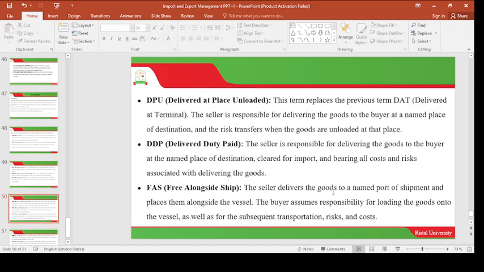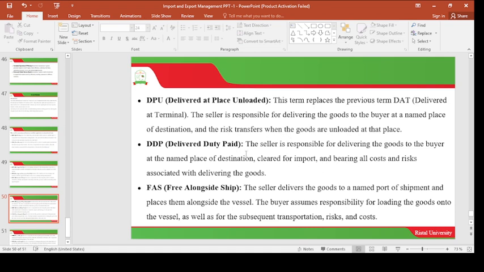So we continue to another point, that is delivered at place and loaded. This term replaces the previous term that was delivered at terminal. The seller is responsible for delivering the goods to the buyer at a named place of destination, and the risk transfers when the goods are unloaded at the place. So here, the risk of the goods transfers to the buyer when the goods are already unloaded. The previous one, when the goods are still on the carrier or on the truck or any form of transport. So after unloading is when the risk transfers to the buyer.